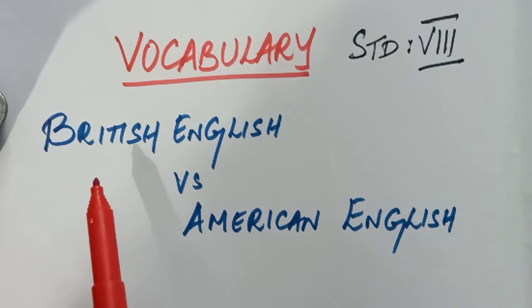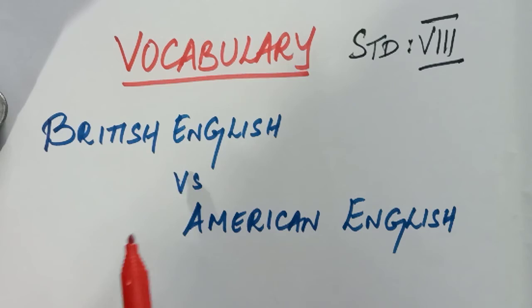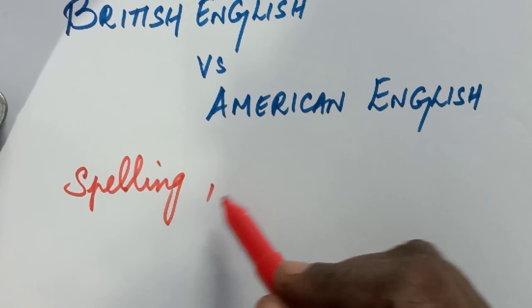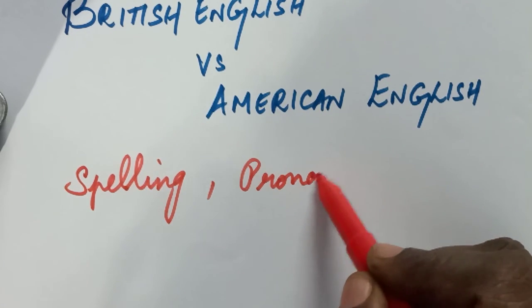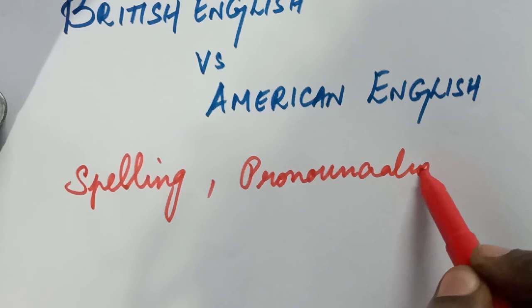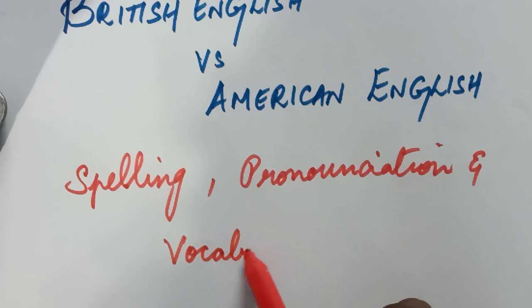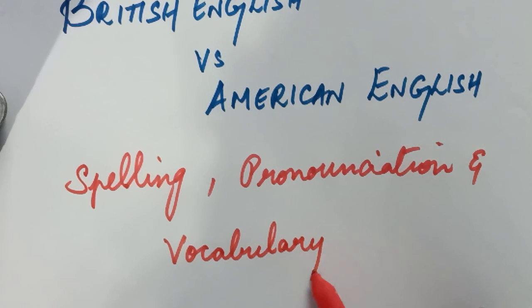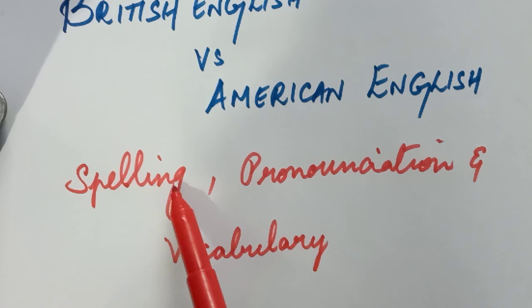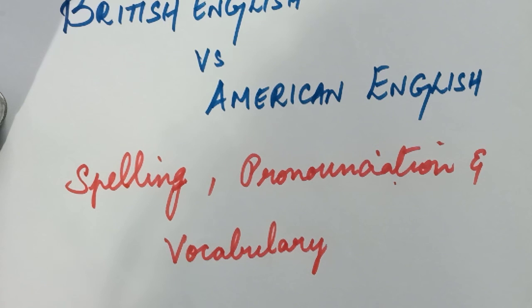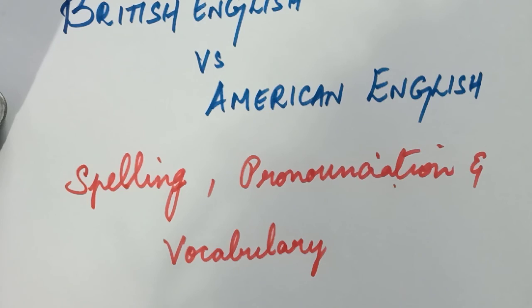Though both are English, American English differs from British English in spelling, pronunciation, and vocabulary. So British English and American English differ in spelling, pronunciation, and vocabulary. We have certain rules on how to identify British and American English.